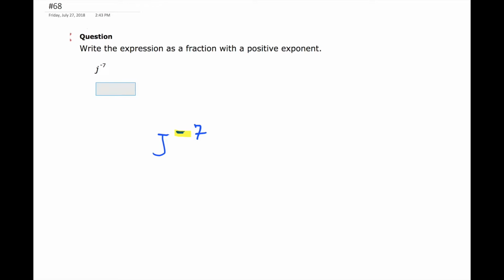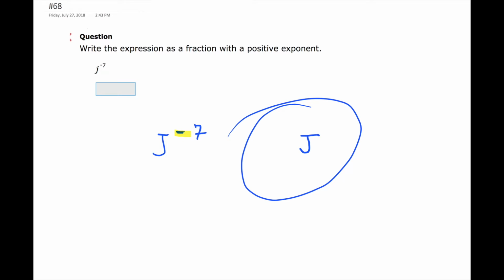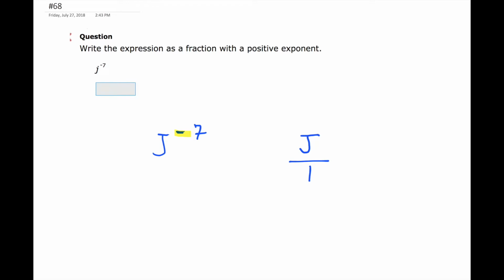What it means instead is this. If I just write the letter J by itself, is J in the numerator or denominator? It's in the numerator. I didn't put anything up here yet, I just put J by itself. I could have just written A. Is A in the numerator or denominator? Numerator, because it's the same thing as A over 1.